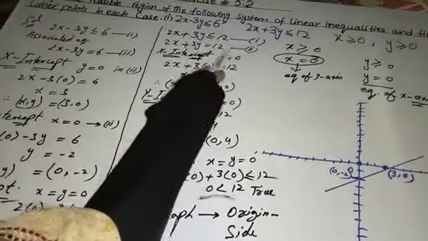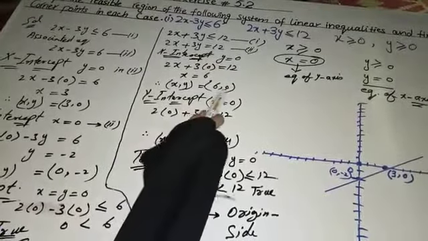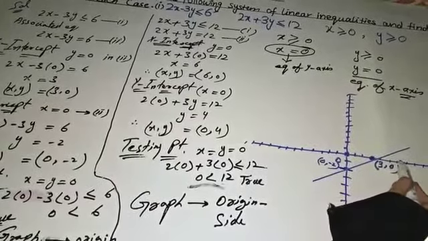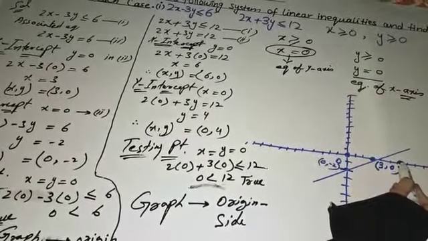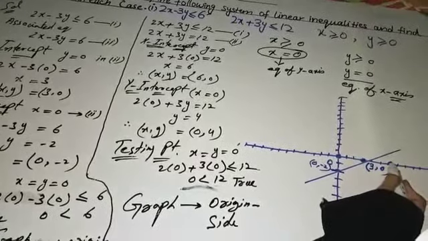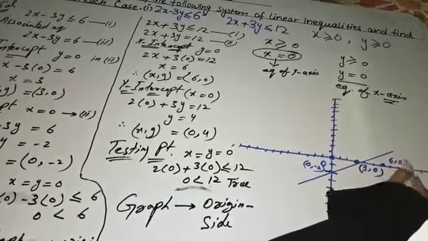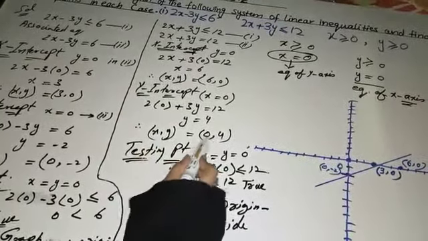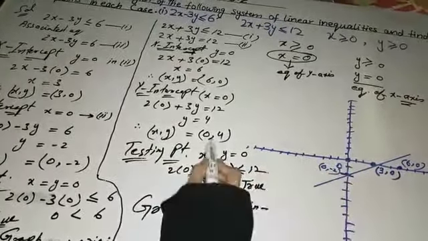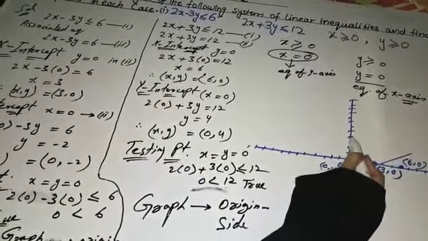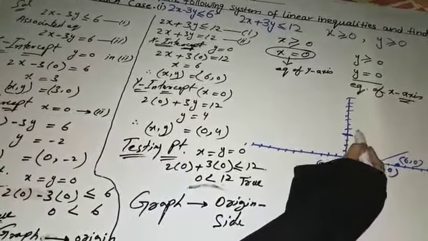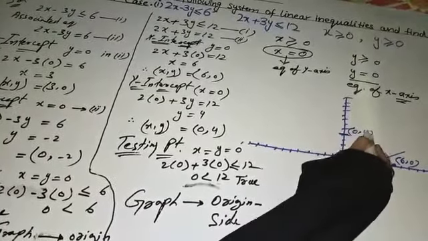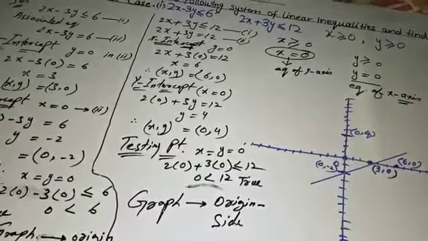Second linear inequality expression, 6 and 0, 1, 2, 3, 4, 5, 6. Suppose this point lies at 6, 0. Value of x is 6 and value of y is 0, and its y-intercept point is 0 and 4. Value of x is 0 and value of y is plus 4. Count 1, 2, 3, 4, at this point 0 and 4. Now join these 2 points.